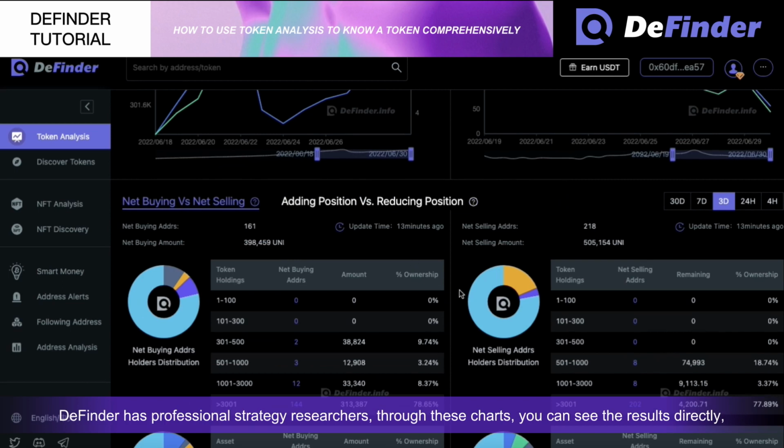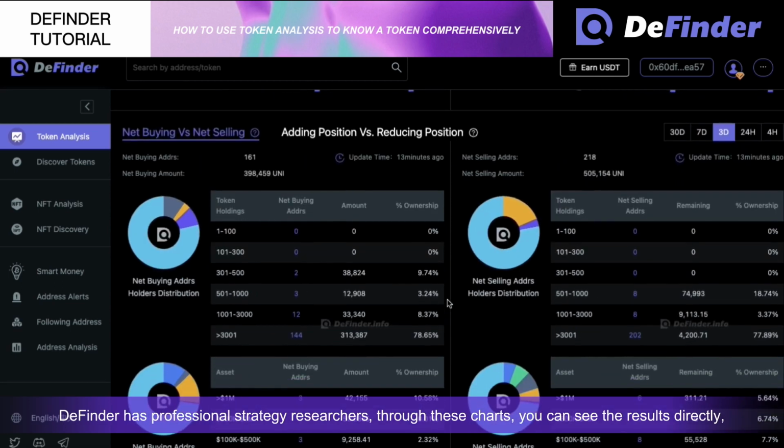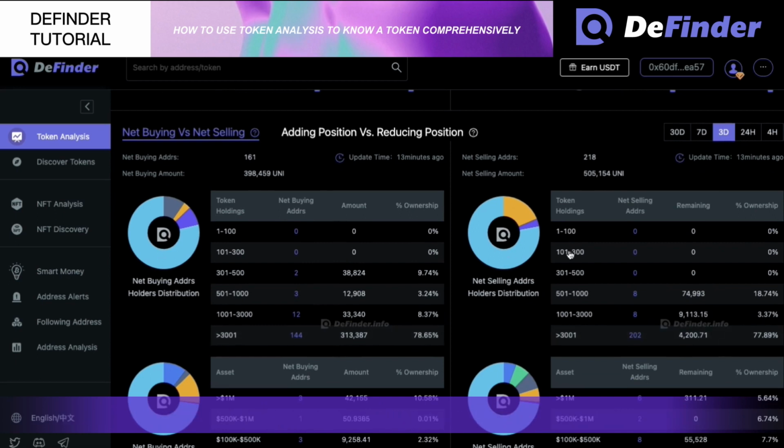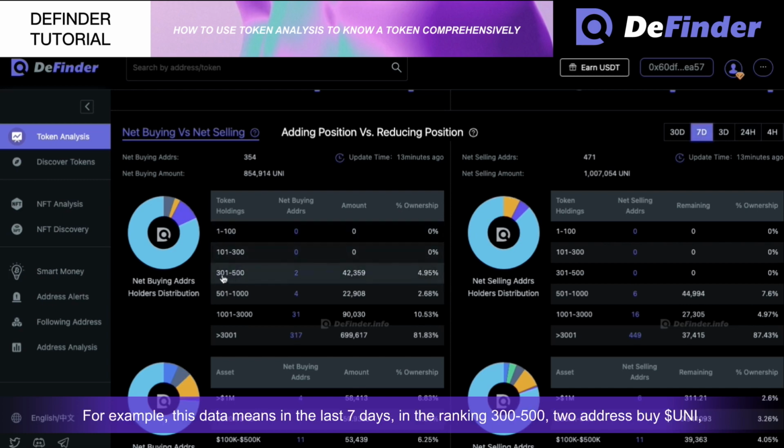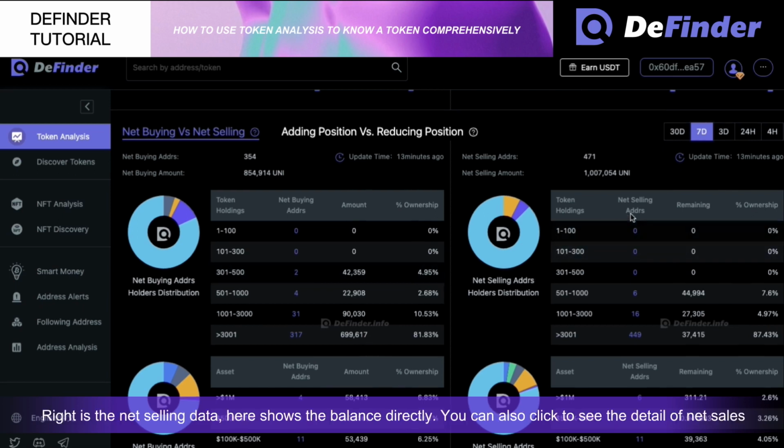DeFinder has professional strategy researchers. So through this chart, you can see the results directly, thus you will be easier. You can freely select the last 30 days or 7 days or 24-hour data here. For example, this data means in the last 7 days, in the ranking of 300 to 500, to address by UNI, a total of 39,920, accounting for 4.61% in this period.